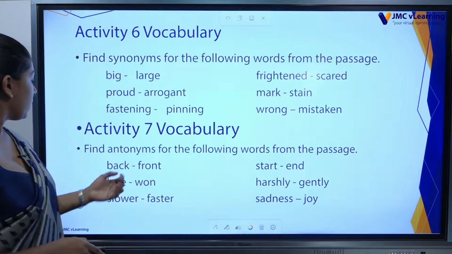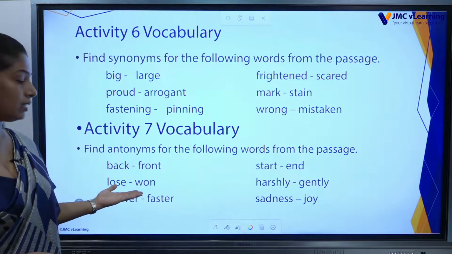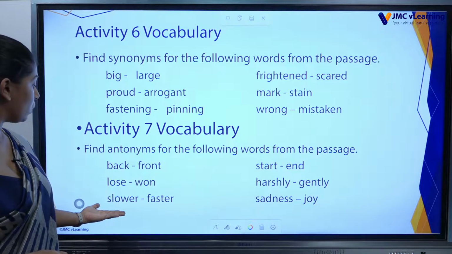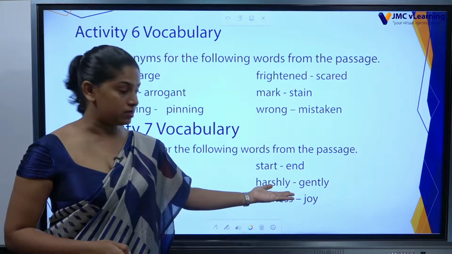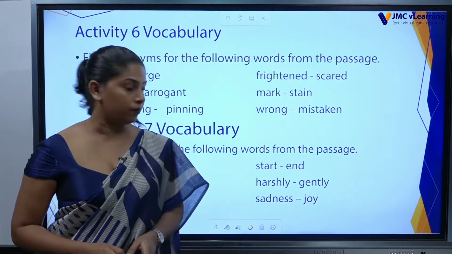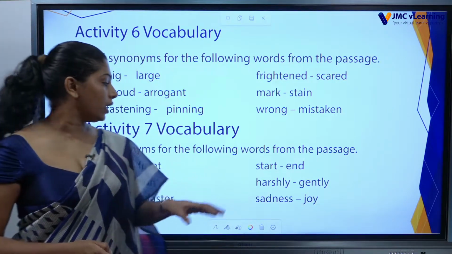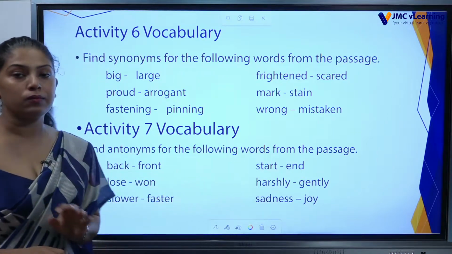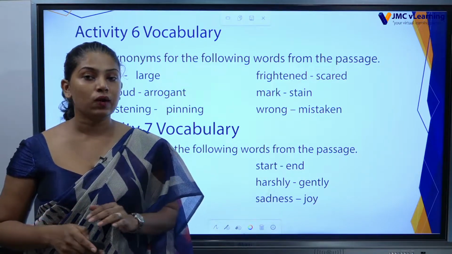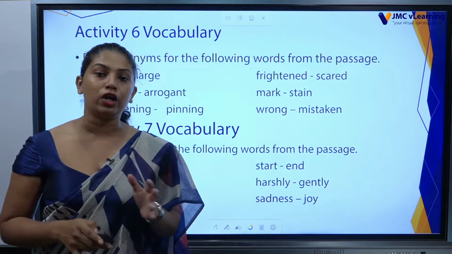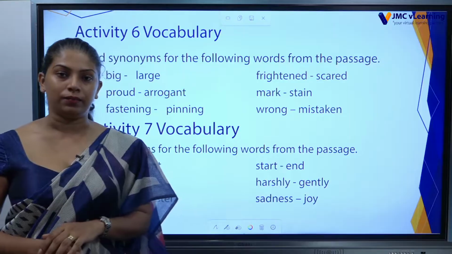Let's go through them. Back, you can see the word front. Loss, the antonym is won. And here slower, the antonym is faster. Start, the antonym is end. Harshly, gently. And the last one, sadness, you can find the antonym as joy. So here we have to find these antonyms from the passage. For both these activities, you can't write your own ideas; you have to go through the passage and find the correct synonyms as well as the antonyms, and write them here.